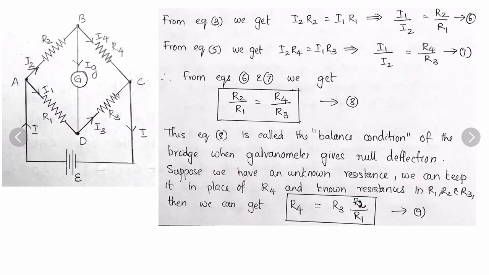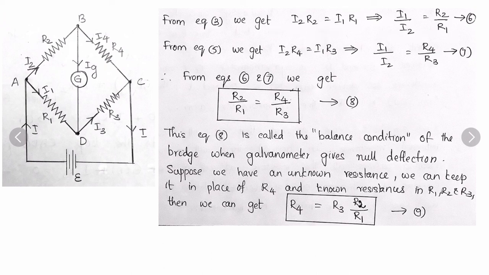You can see here, from equation 3, we get I2 R2 is equal to I1 R1. Therefore, divide by I2, bring this I to this side and take R1 to that side. You will get I1 by I2 is equal to R2 by R1. Equation number 6.